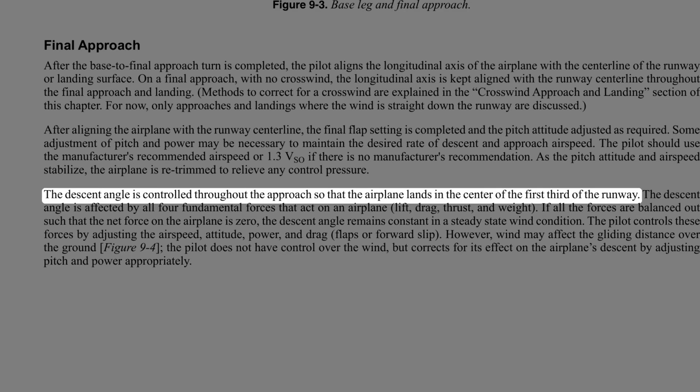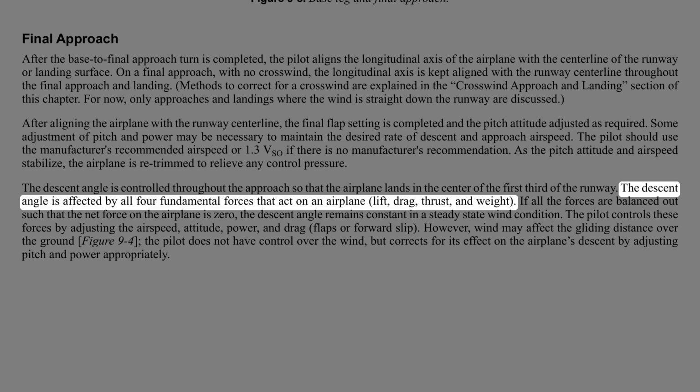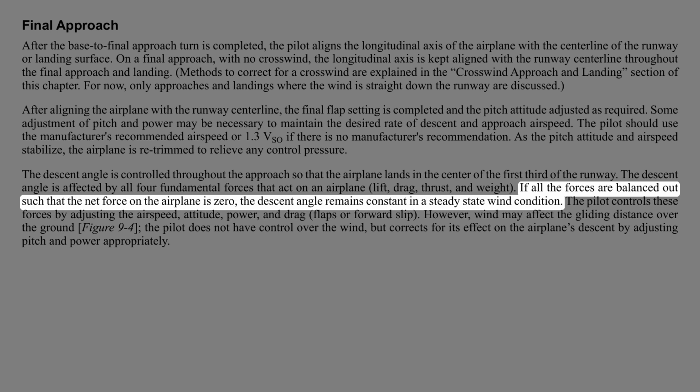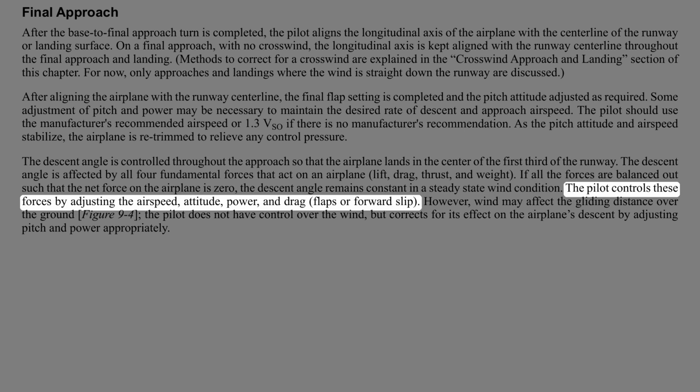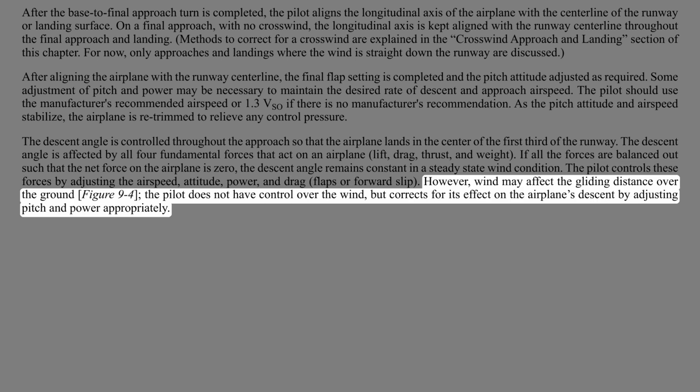So, the descent angle is controlled throughout the approach so that the airplane lands in the center of the first third of the runway. The descent angle is affected by all four fundamental forces that act on an airplane: lift, drag, thrust, and weight. If all the forces are balanced out such that the net force on the airplane is zero, the descent angle remains constant in a steady-state wind condition. The pilot controls these forces by adjusting the airspeed, attitude, power, and drag (flaps or forward slip). However, wind may affect the gliding distance over the ground.